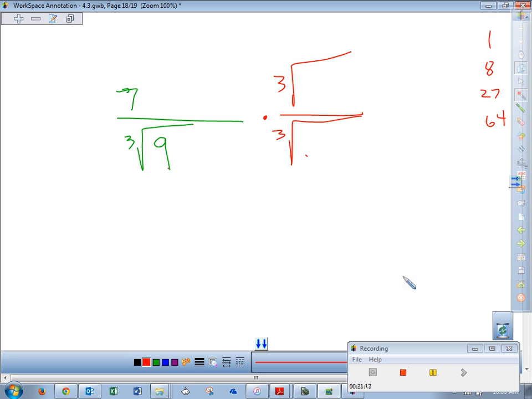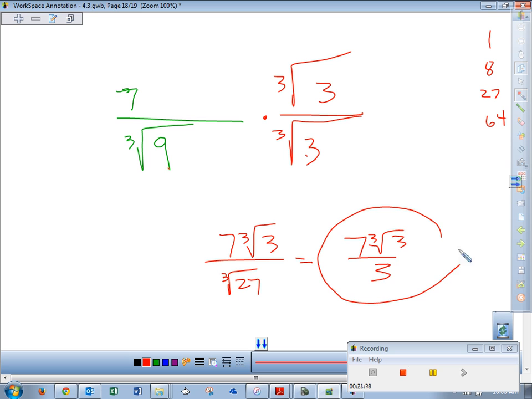Which one of these guys is divisible by 9? 27 is. So what do I need to put in there to make that turn out to be a 27? A 3. So this is 7 cube roots of 3 over the cube root of 27, which is really 7 cube roots of 3 over 3. What's so great about that? Now it doesn't have a radical in the denominator, because it's bad to have a radical in the denominator.